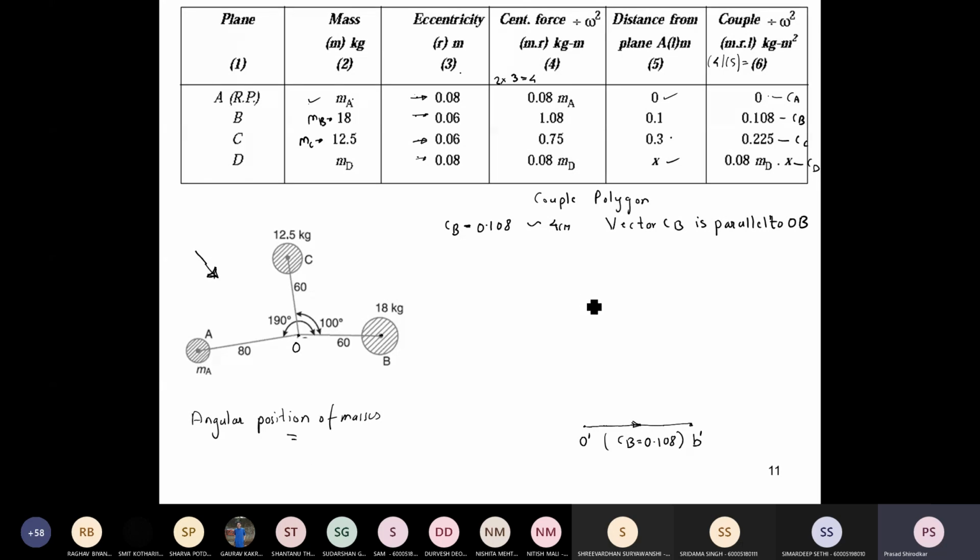All right. So once you have constructed OB, now construct the next vector, that is CC, that is couple of C, and it is parallel to OC. So I am going to construct the second vector. And the direction of the arrow should be along the direction of the mass OC. Right, so this is your point C dash.